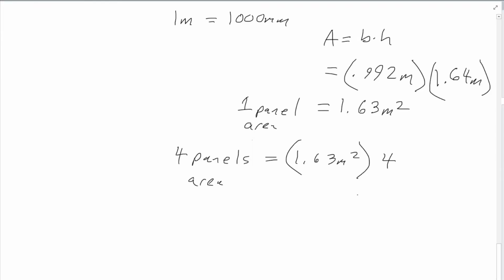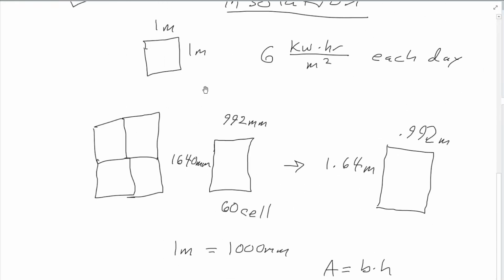Throwing this in my calculator, I can figure out the total squares covered by my system. 1.63 times 4 gives me 6.52. So the total surface area is going to be equal to 6.52 meters squared. That's the total number of squares that my solar system is going to cover.